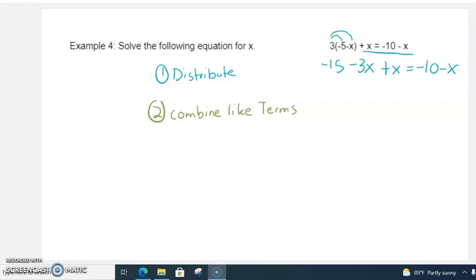Now I like to draw a line just to stay organized. And what I'm going to do is combine like terms. So negative 3x plus 1x would become negative 2x. And I still have the negative 15 and all of that.